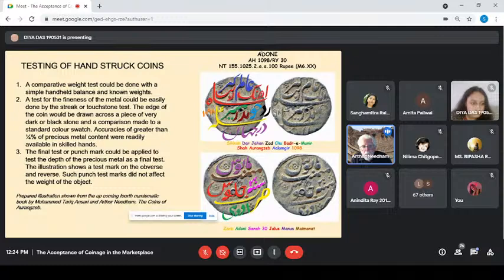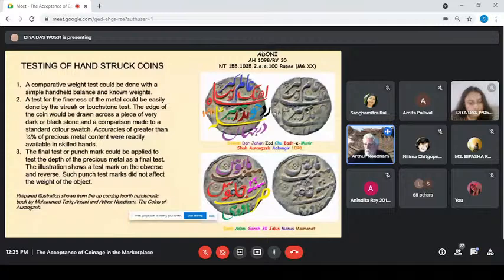But a comparative weight test could be done with a simple handheld balance and known weights. As I said, you had a little balance that could have fitted in your pocket. You stuck a stone in there. Well, that's about, in modern terms, for a Mughal rupee, 11.45 grams. Yep, that's good. That's exactly what we want.